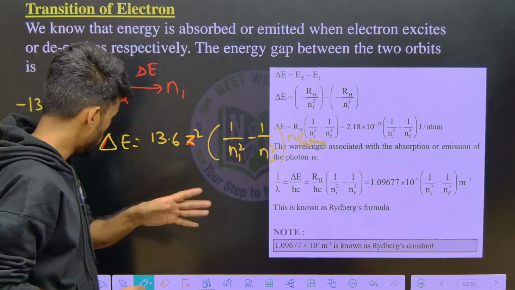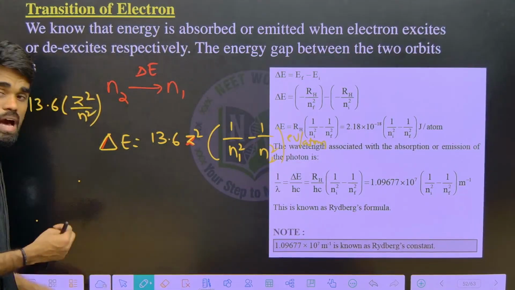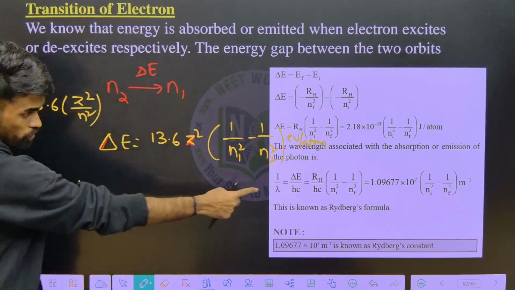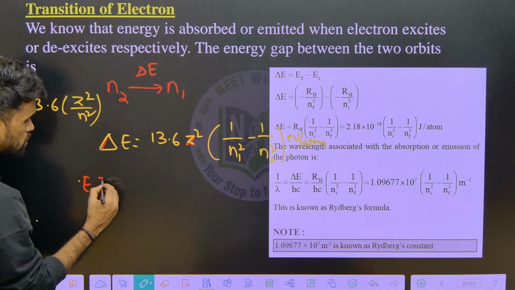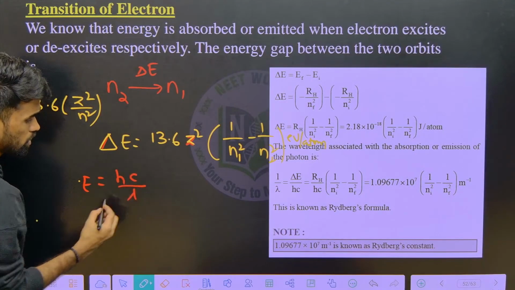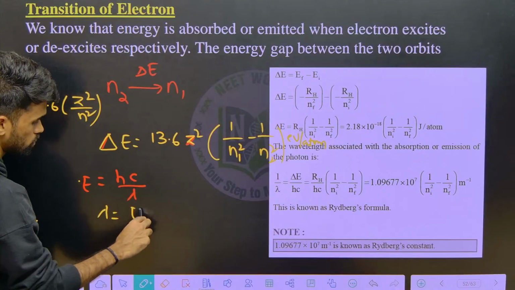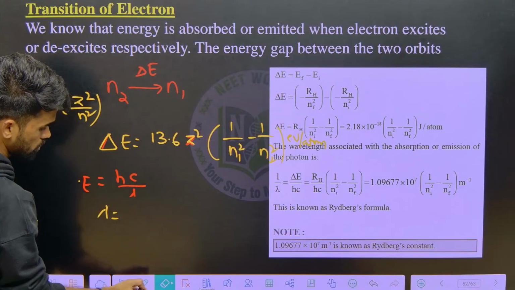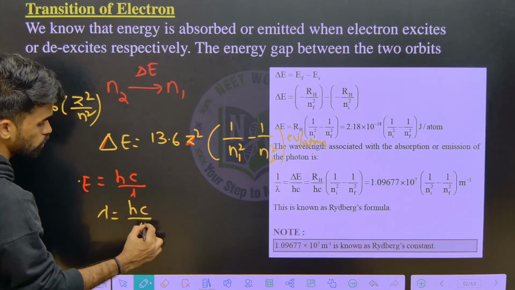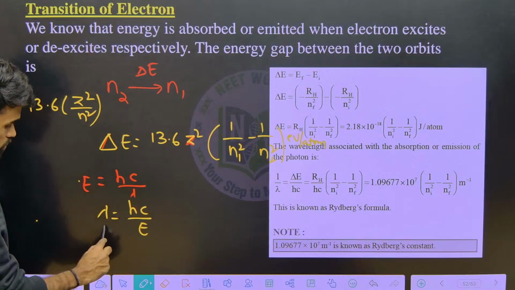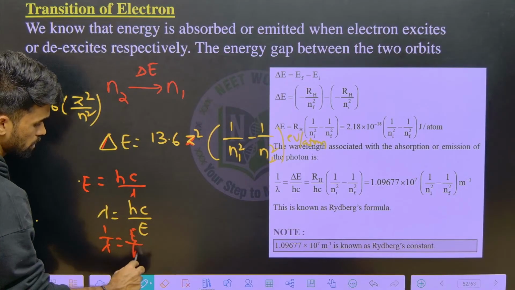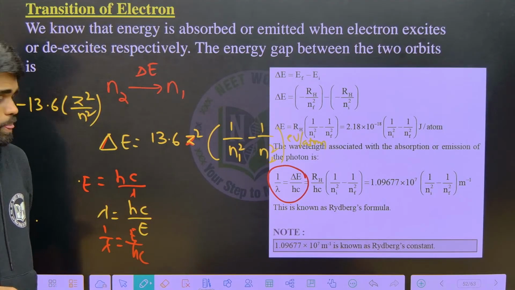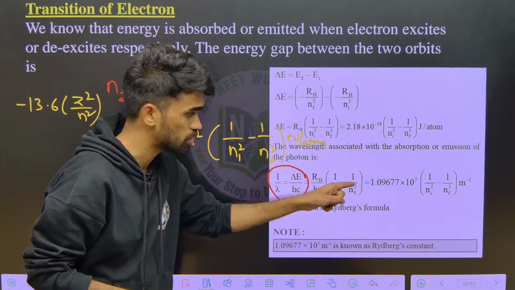Sometimes they may ask what is the wavelength value. For this, we generally have E equals h nu, hc by lambda. They are asking lambda, then what can you do? Inverse: 1 by lambda equals E by hc. So here I am taking 1 by lambda is E by hc. That is equal to R_H, something like this you are seeing now.